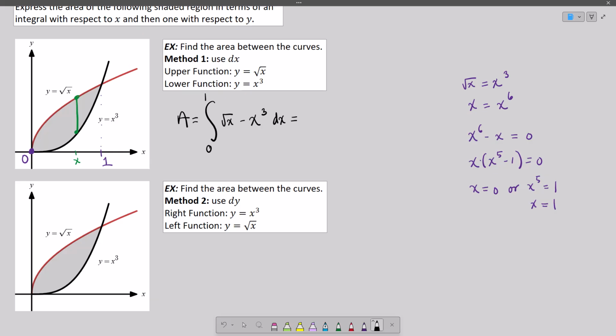Now we do the integration. This is x to the half, so that's going to be x to the 3 halves times 2/3. This is going to be x to the 4th divided by 4. 0 to 1. The 0 is a dud. Plug in 0 and you get 0. We're not going to get anything from that 0. We plug in 1.